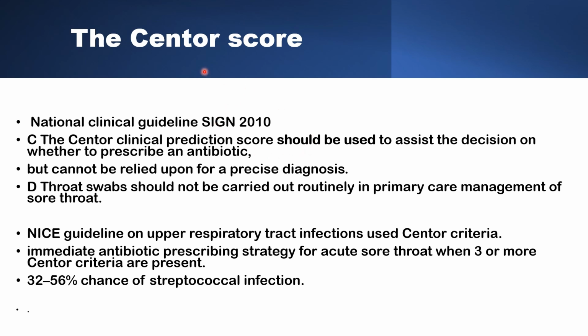The Centor score was also endorsed by the National Institute of Clinical Excellence guidelines, which would also suggest the use of the Centor score or other clinical scoring systems to advise whether immediate antibiotic prescription should be given for patients with acute sore throats who have a score of 3 or more, when the risk of having a streptococcal infection is between 1/3 and 1/2.